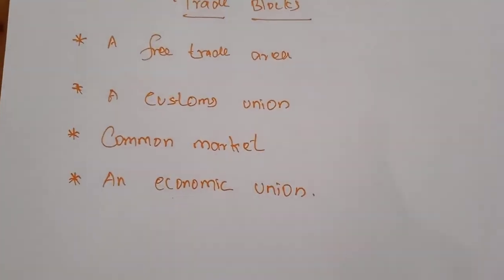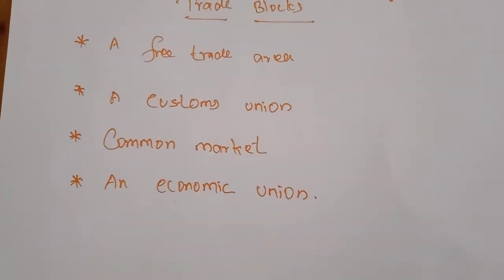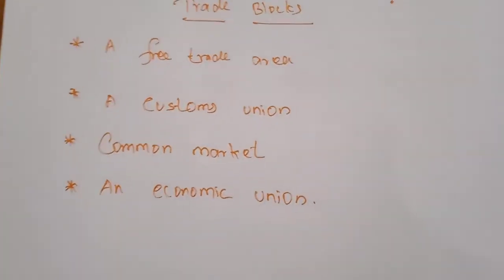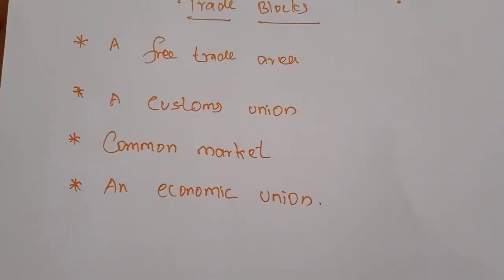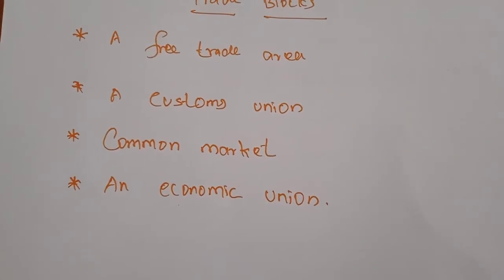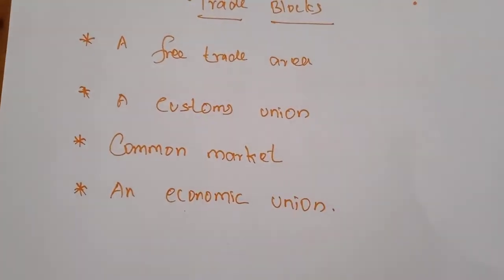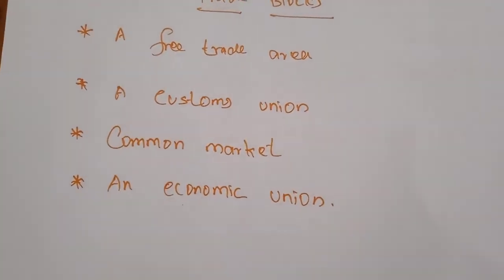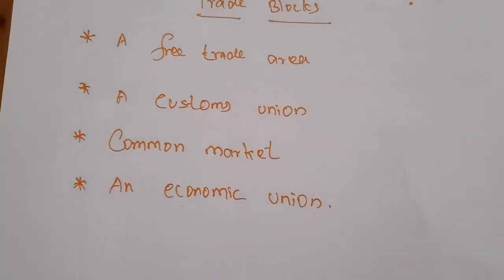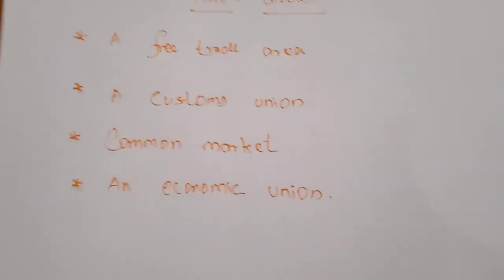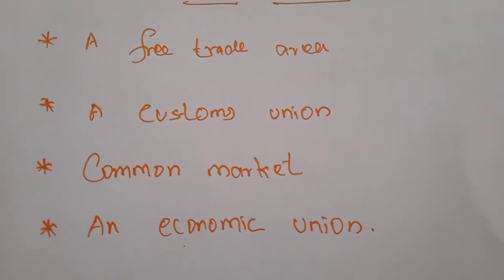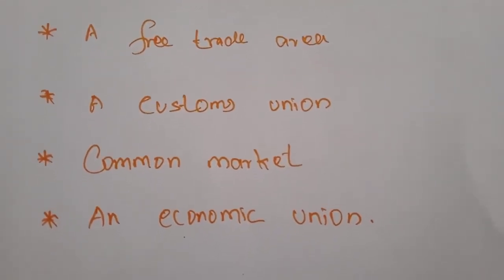Next, common market. The common market is established through trade pacts, a group formed by countries within a geographical area to promote duty-free trade and free movement of labor and capital among its members. For example, the European Common Market. So the products produced by all the nations can easily get a market in all other nations.